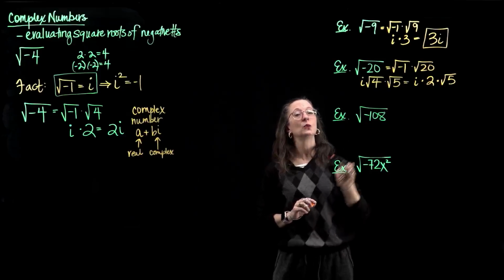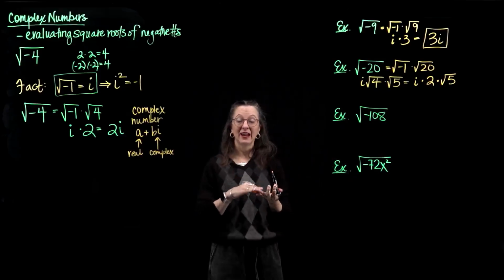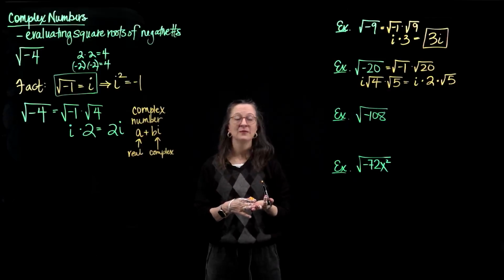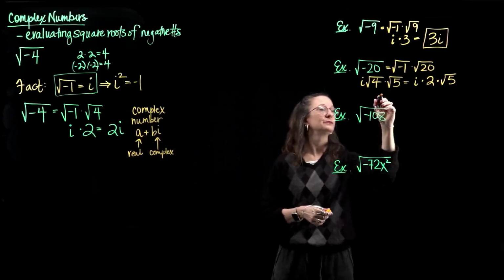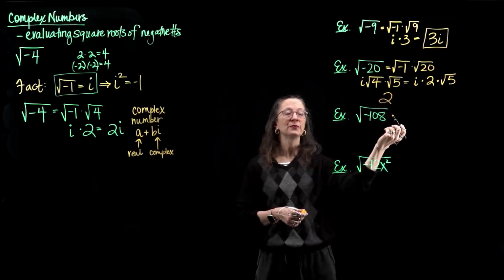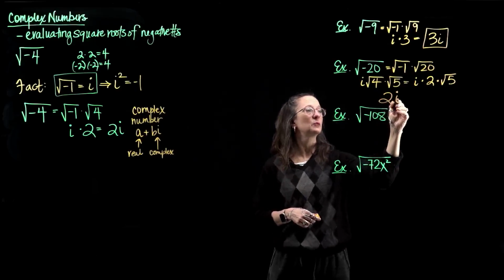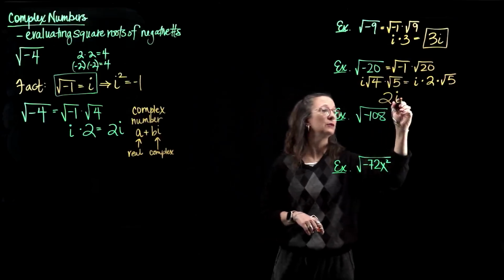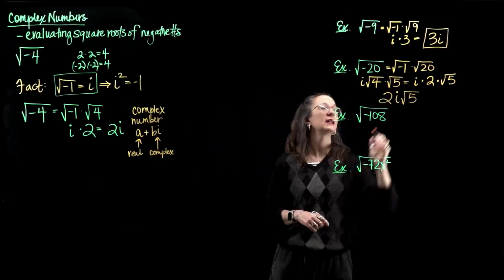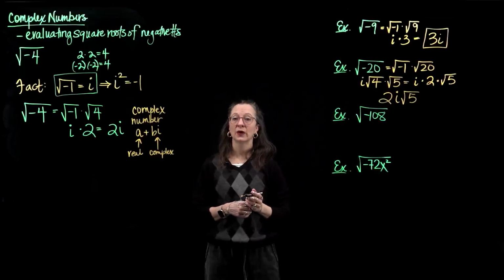Now, when we deal with a square root and a number and an i, we start with the number. So I'll write down the 2. The i gets sandwiched between the number and the square root. So we would write that as 2i square root of 5.